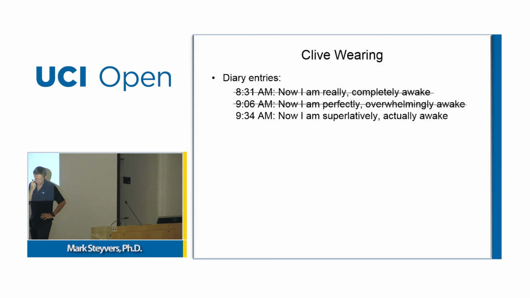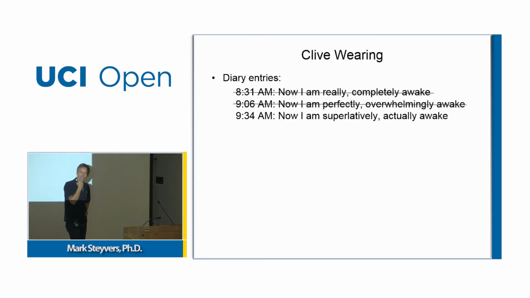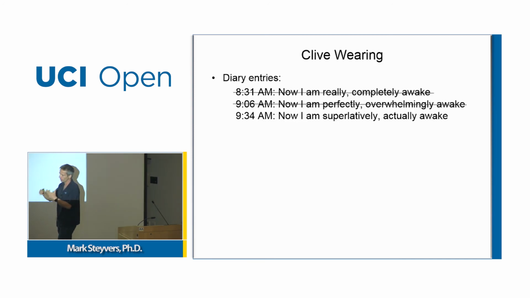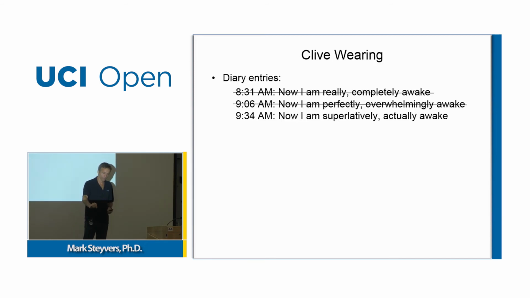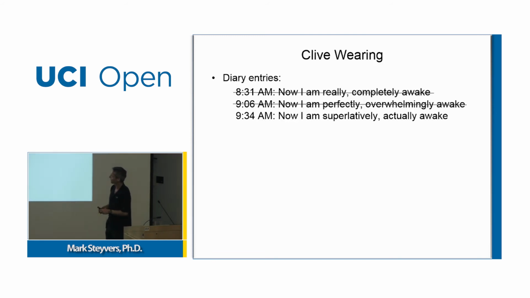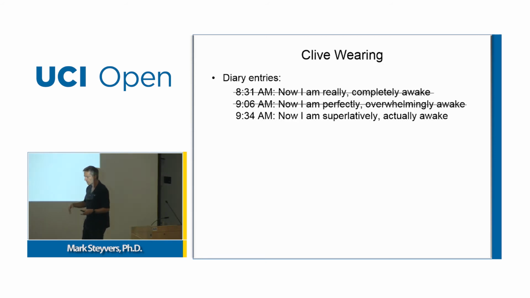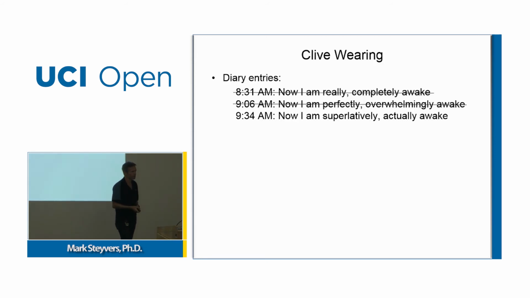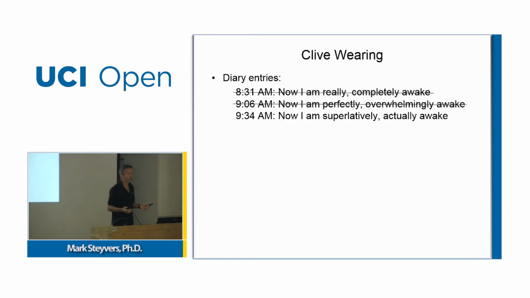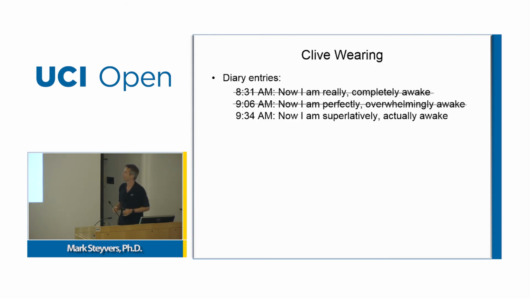So one remarkable aspect of Clive Waring is that he became aware of his condition. He knew that something was wrong with him, and he tried to get a hold on his whole experience by writing down notes, in the same way that this character in the movie Memento is trying to keep track of his world. First he started to scribble on a piece of paper, and then he moved to a journal at some point. And then he started to write down these entries: 8:31 a.m. Now I'm really completely awake. And the next entry, 9:06 a.m. Now I'm perfectly overwhelmingly awake.